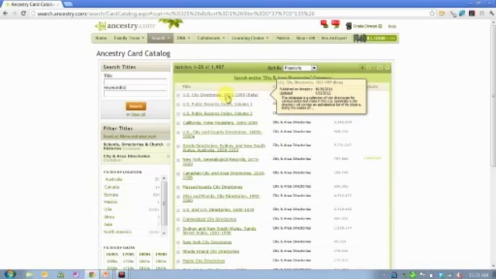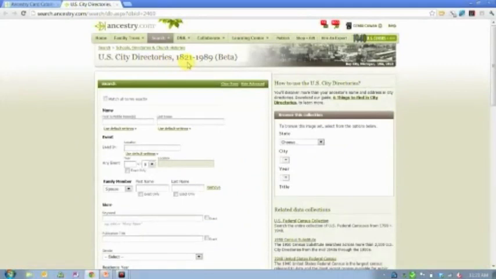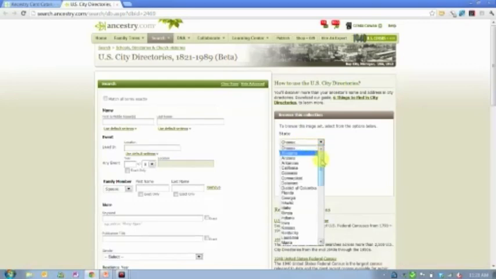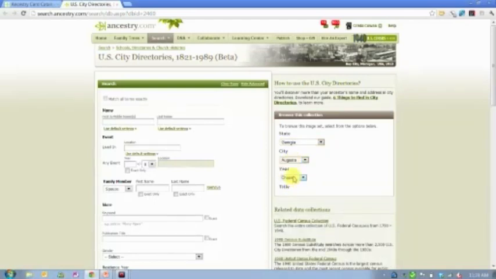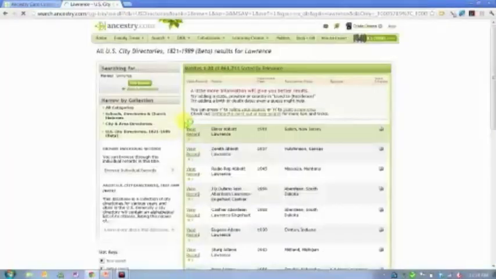So use city directories. You'll notice these go back to 1821. They go through 1989, so they're very extensive. If you're not sure if your location that you're interested in is included, you can just click on this browse to see what cities are included and what years are covered. Once you determine that the city and the years that you're interested in are in here, then you can go ahead and search for your family members to see where they were living in any particular year.